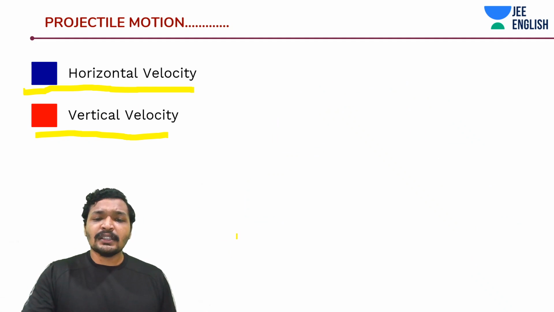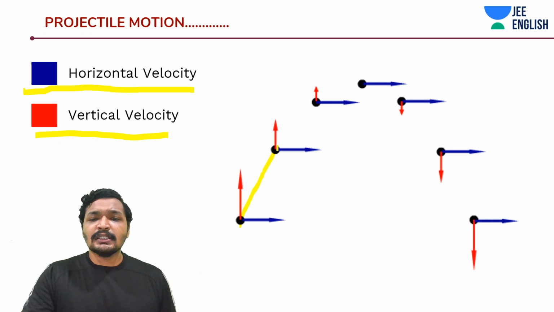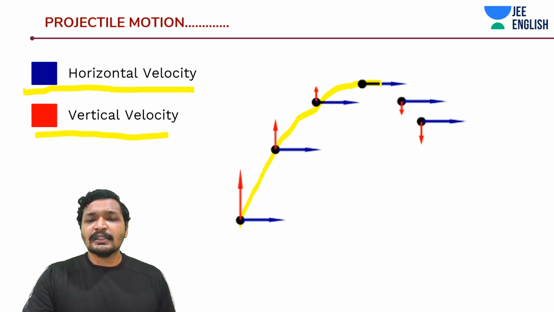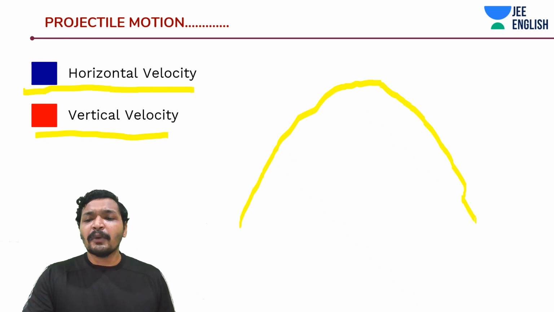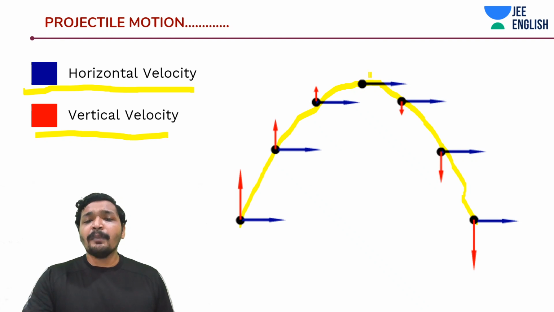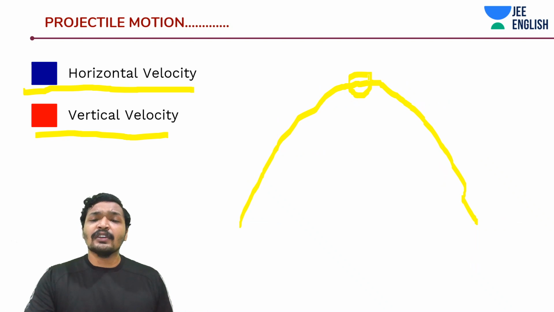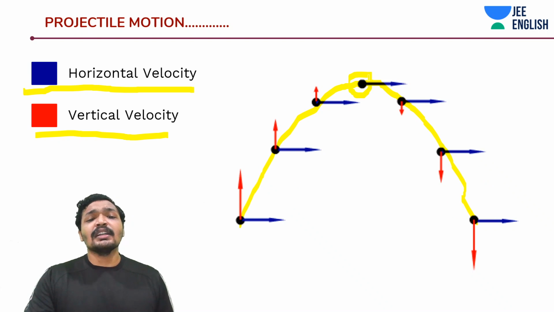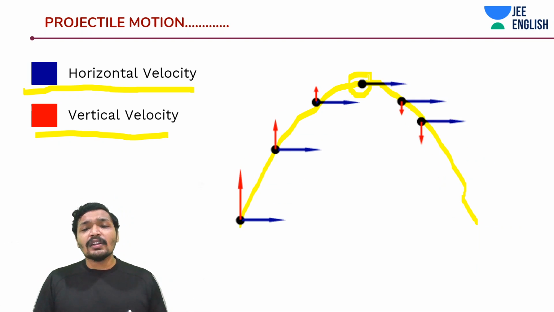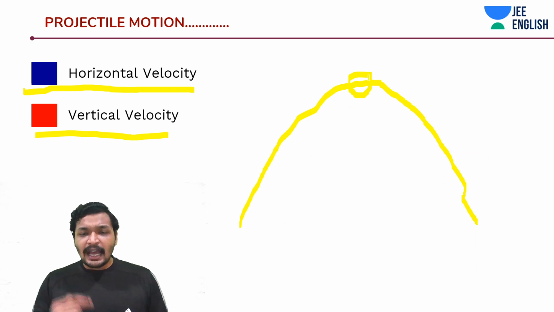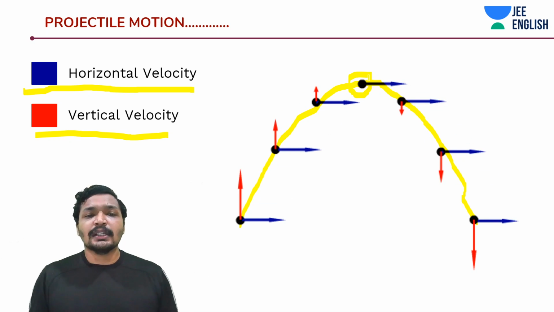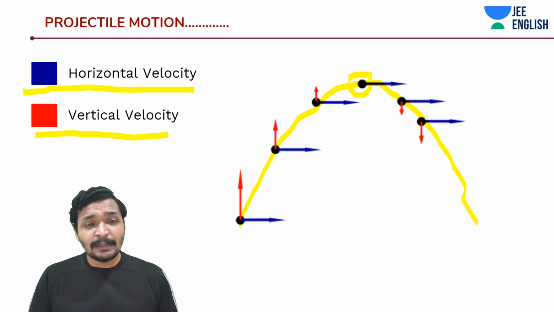You see this object, this particle, has this curvilinear motion. But what is happening? At the top, the vertical velocity is exhausted, and the horizontal velocity is constant. That arrow is indicating the magnitude of velocity. That's a key point, guys.